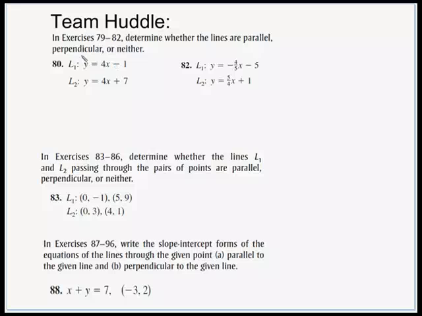Okay, in the first one, we have two equations. L1 is y equals 4x minus 1. L2 is y equals 4x plus 7. Are the lines parallel, perpendicular, or neither? Just look at the slope. Here the slopes are the same. That means parallel.